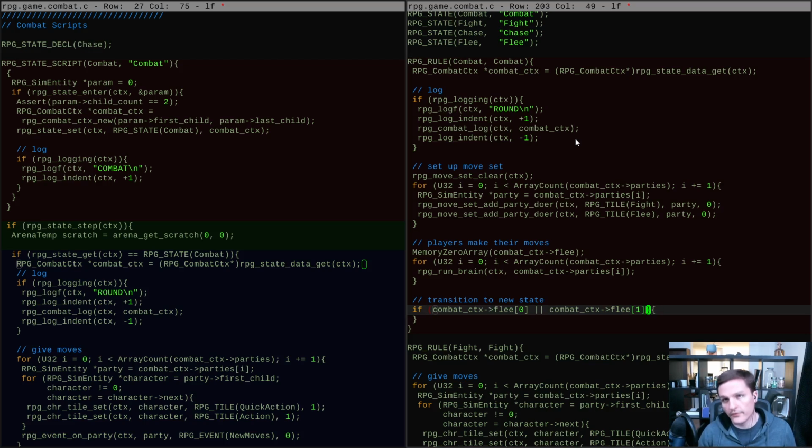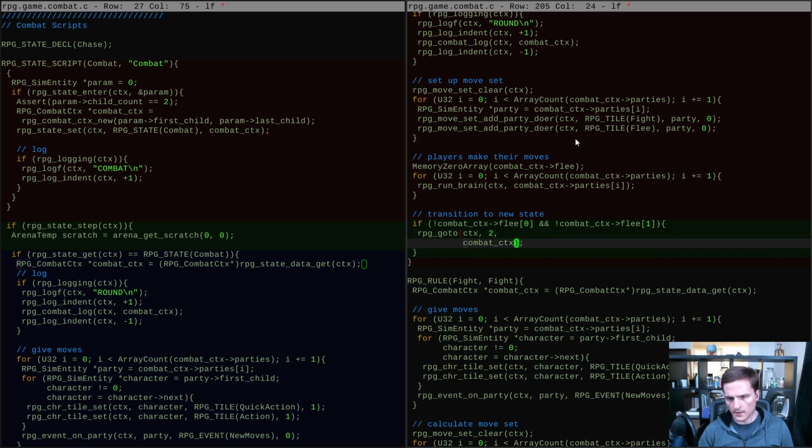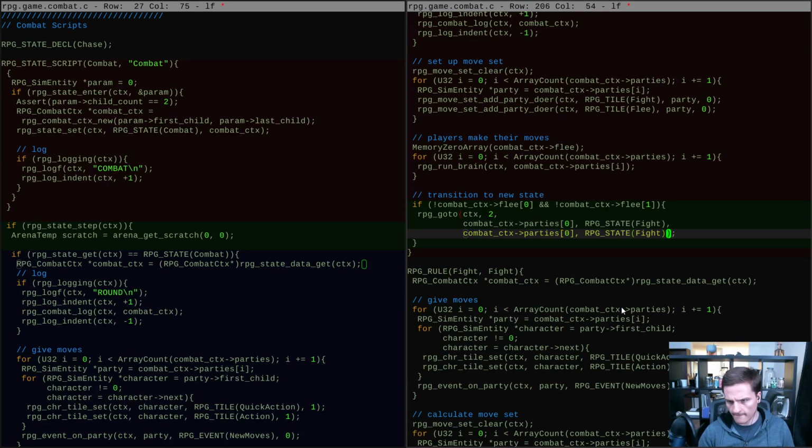Okay, here's where we have kind of a payoff matrix situation. So if not flee and not flee, then we RPG go to combat context parties 0, state fight, fight.